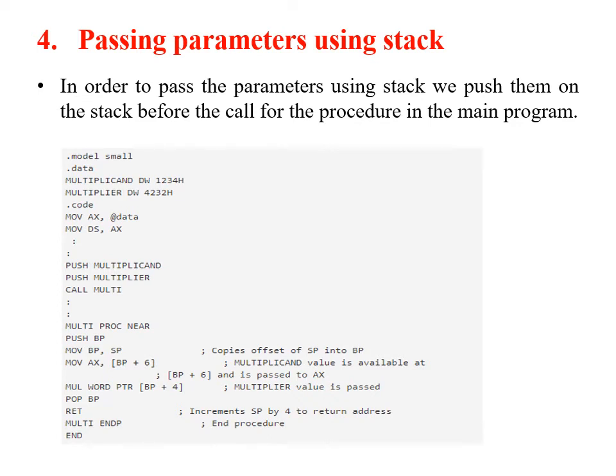So in order to access the multiplicand we have used BP plus 6, and in order to get the multiplier we are using BP plus 4. And once it is done, we will be popping the value of base pointer, which has been pushed as the top element of the stack, and whatever that value is, it is given back to the base pointer register, and then we are going back to the main program using the RET command.